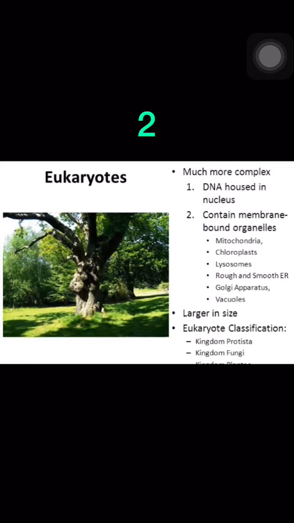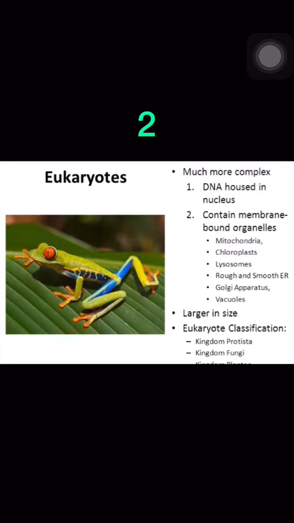I'm sure we've all heard of kingdom plantae, also known as plants. Plants are photosynthetic, and they obtain their food by manufacturing sugars through photosynthesis. And then kingdom Animaliae, which we are a member of, as well as frogs. And so these are the four big broad categories of life called kingdoms that are eukaryotic.